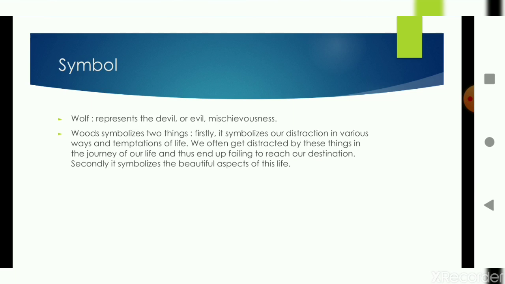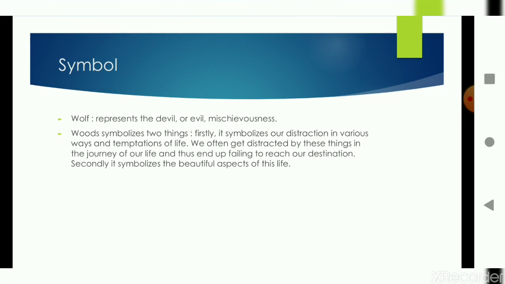Why? Because the wolf wants to eat Little Red Riding Hood and her grandmother. That is very evil. And then we have the woods, which symbolize two things. Firstly, they symbolize distraction in various ways and temptation in life. We often get distracted by these things in the journey of our life and thus end up failing to reach our destination. That's what Little Red Riding Hood did when she was distracted by the wolf.